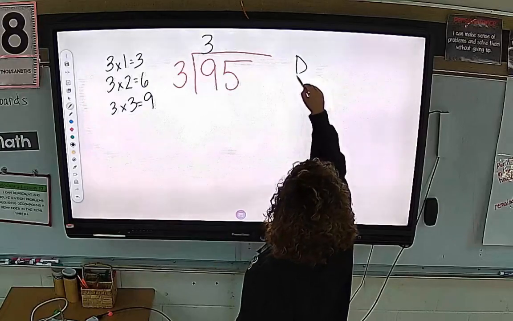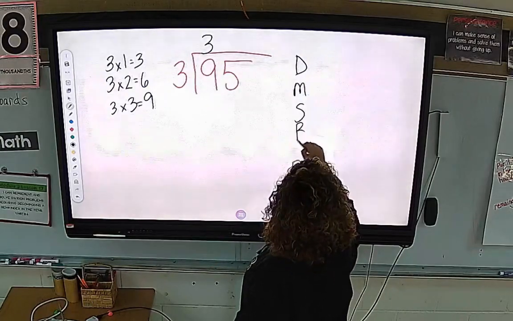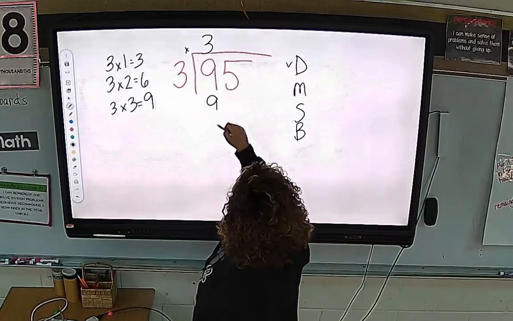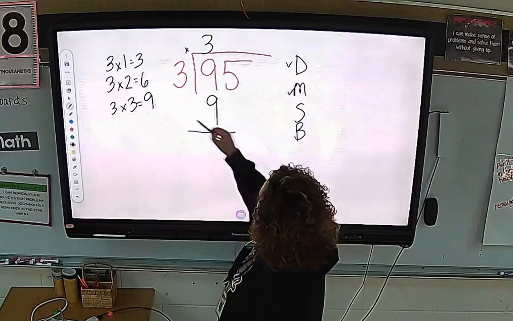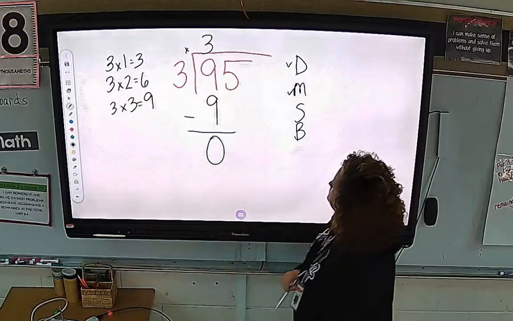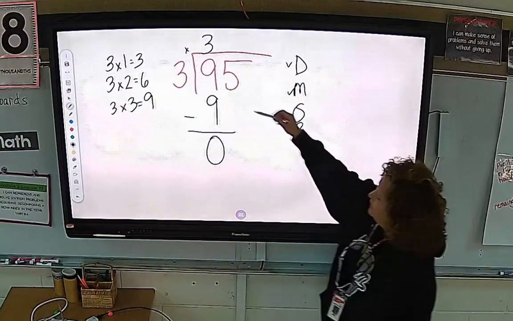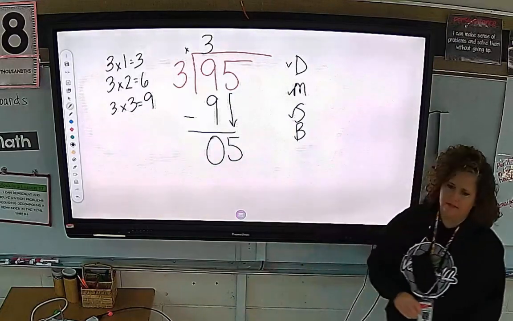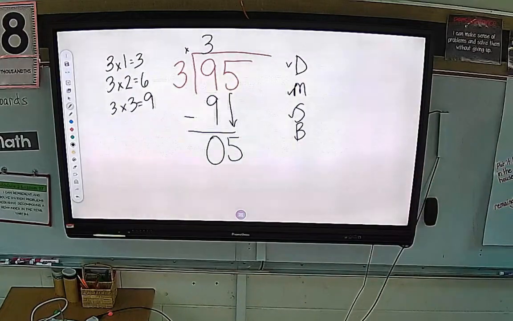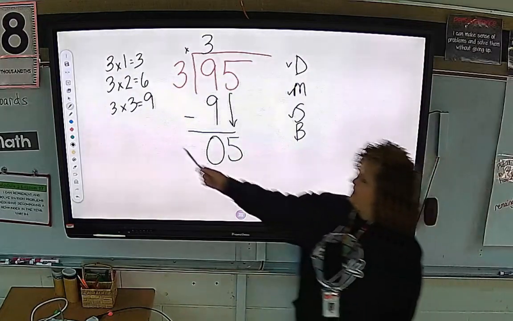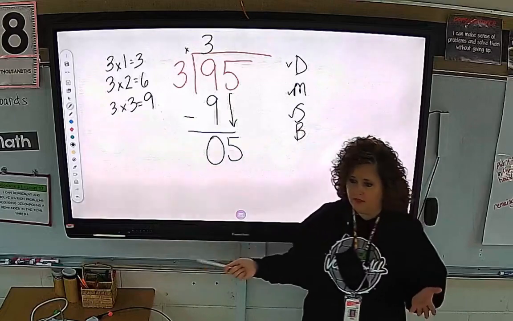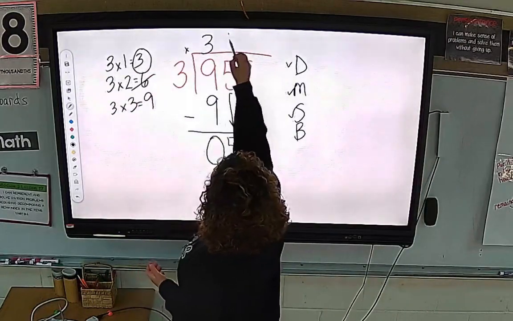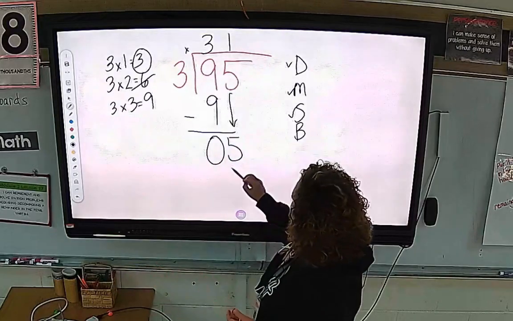Okay? Three times 3 is 9. Let's subtract it. Let's bring this 5 on down. How many 3s do I get out of 5? 1. Well, if I look back over here, I know 3 times 2 is too big, isn't it? Okay, so I can't do that one. I've got to back up and do this one. 1. 3 times 1 is 3.